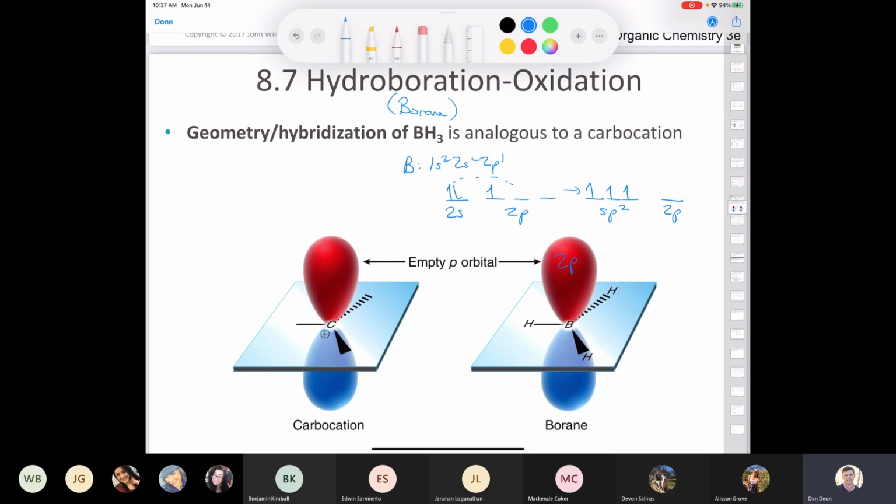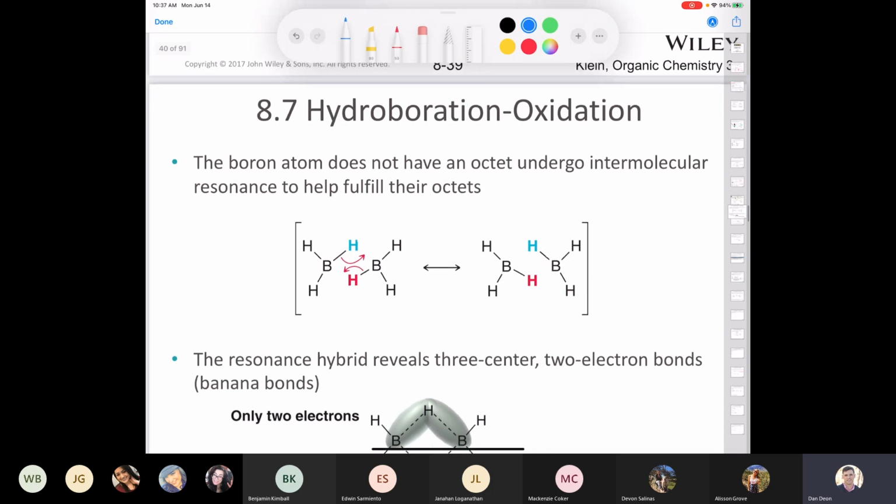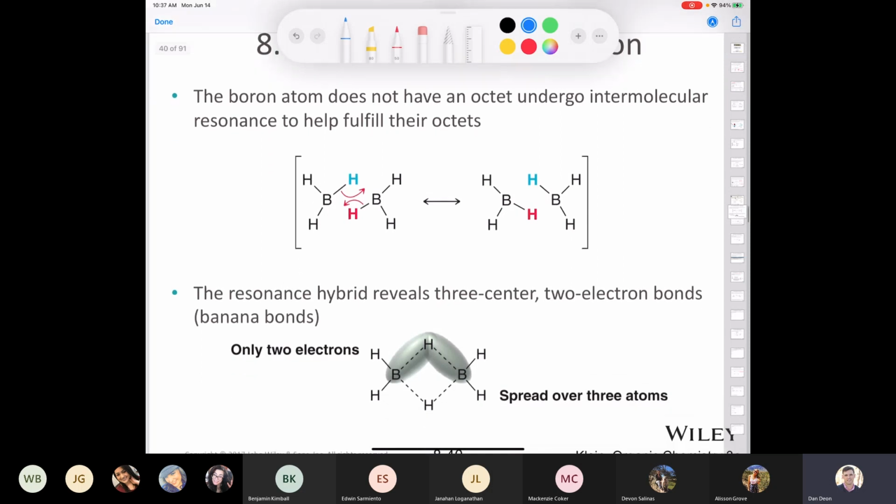And so that's why borane is a good Lewis acid. It can accept electrons from a lone pair on the oxygen in the THF molecule. So again, the boron atom doesn't have a full octet, so it can undergo what's called intermolecular resonance to help it fulfill all the octets. So it can form these what are called banana bonds. Banana bonds, they're 3 center 2 electron bonds.